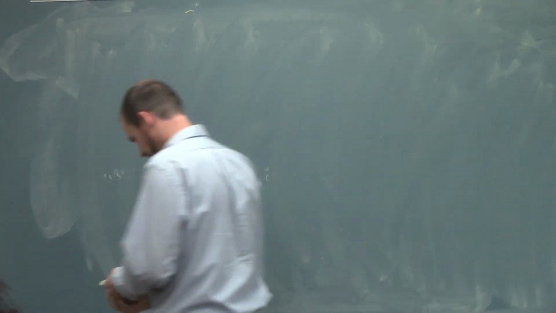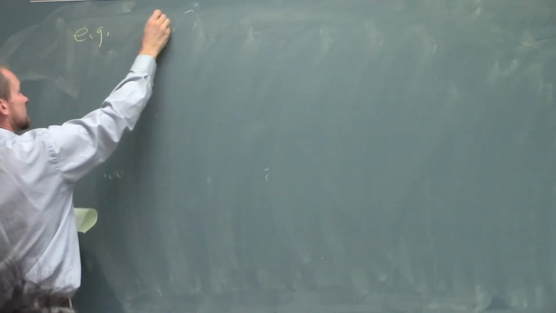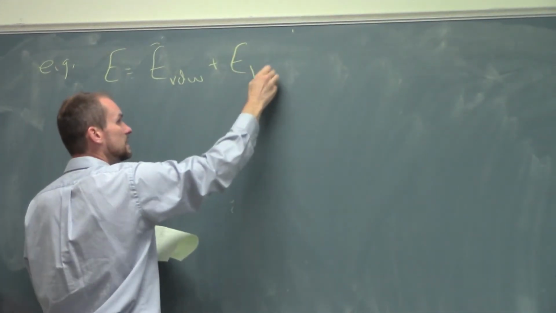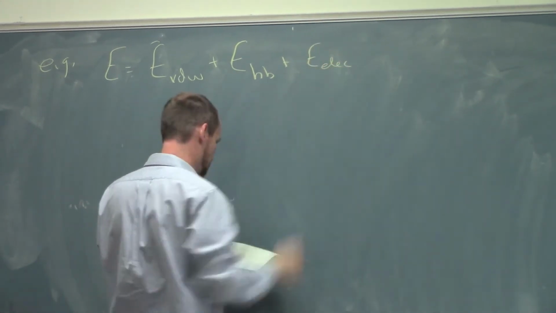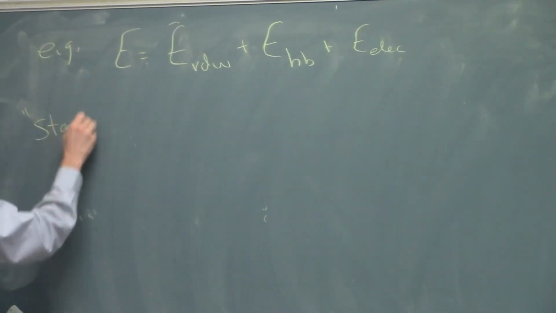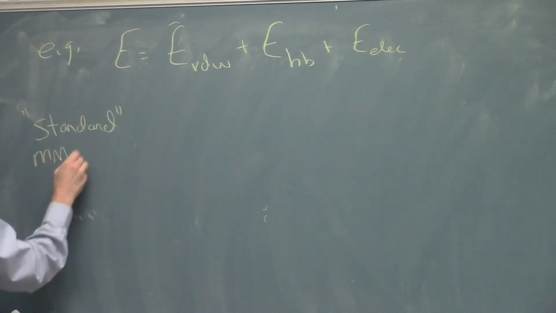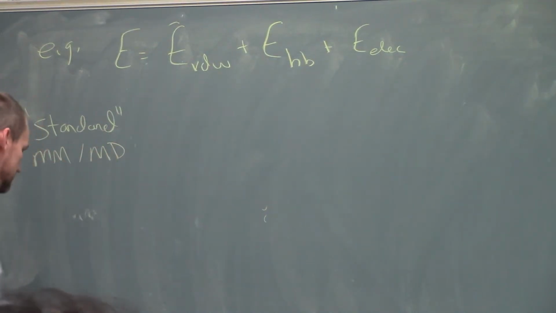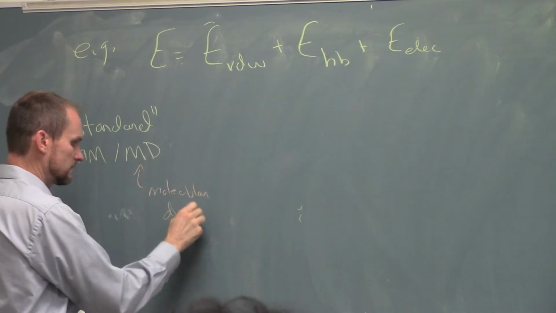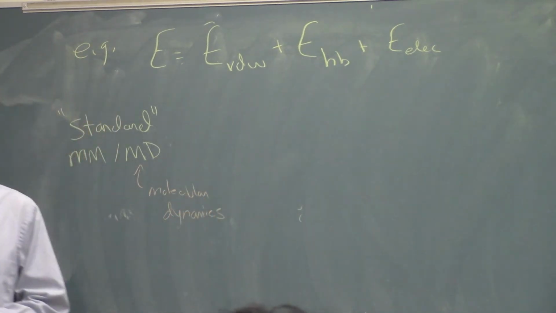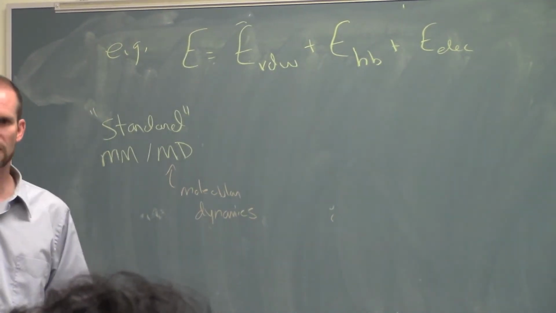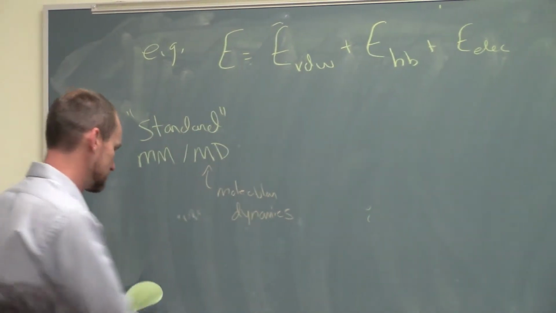All right, so for example, we could say the energy equals the energy of van der Waals plus energy of hydrogen bonding plus energy of electrostatics. That would be one thing you could do in a molecular mechanics type approach. The standard molecular mechanics, or MD, MD is molecular dynamics, which is a standard technique where you're following the dynamics of a molecule through time by looking at the forces and using Newton's equation. So MD programs are CHARMM and AMBER and GROMACS and NAMD, and there's several others.